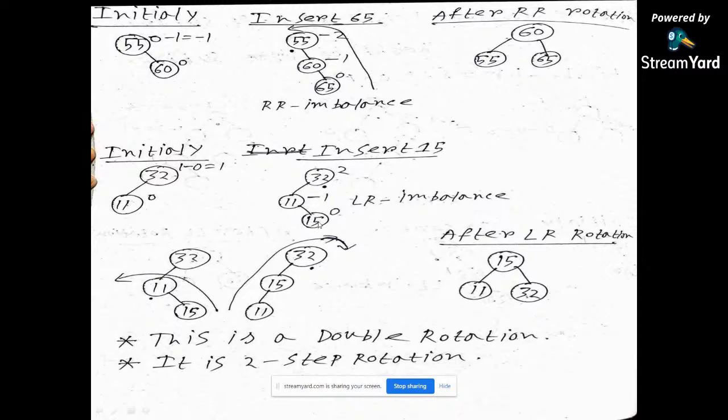Calculate the balance factor for each node. What is the balance factor for 15? 0. What is the balance factor for 11? 0 minus 1, that is minus 1. Balance factor for 32: the left height is 2, and the right is 0. That means 2 minus 0, that is 2.